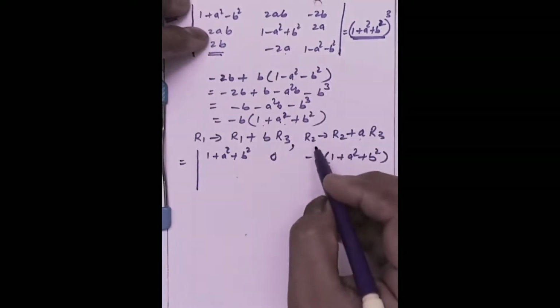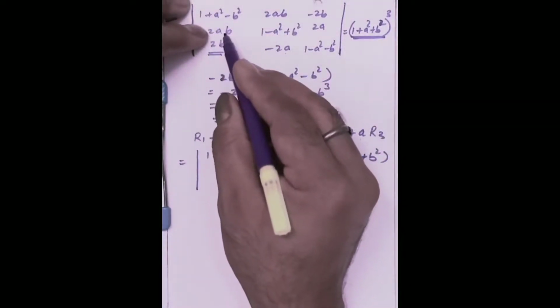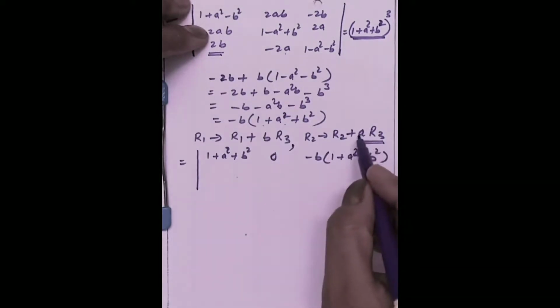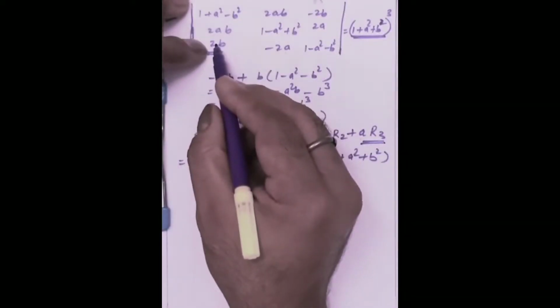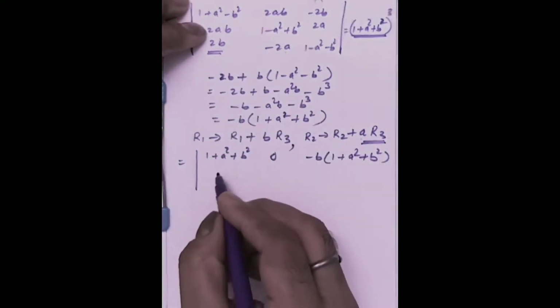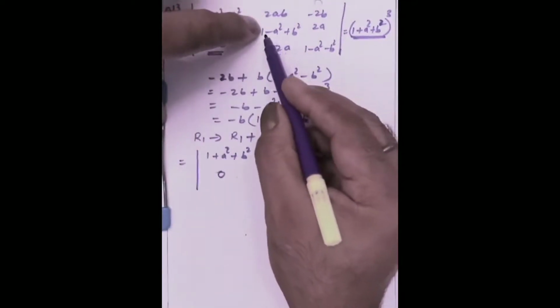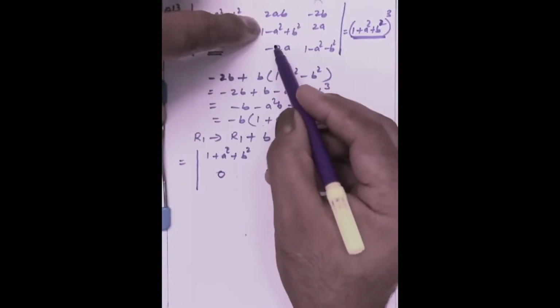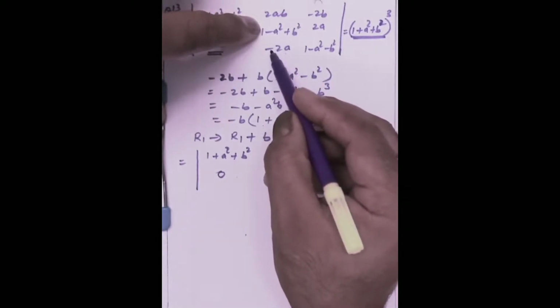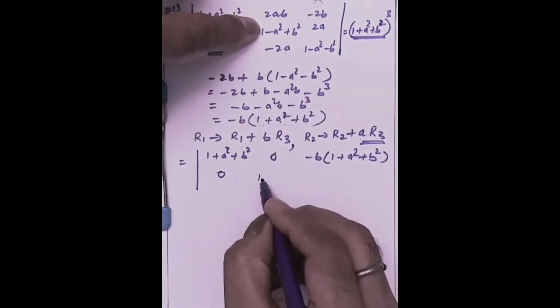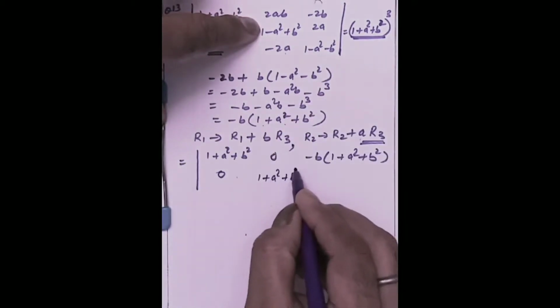Now concentrate on r2. 2ab, and we are multiplying this r3 by a, so this will become 2ab. 2ab minus 2ab will be 0. And here 1 minus a square plus b square, and we are subtracting, so minus minus plus, minus a square plus 2a square will become plus, so 1 plus a square plus b square.